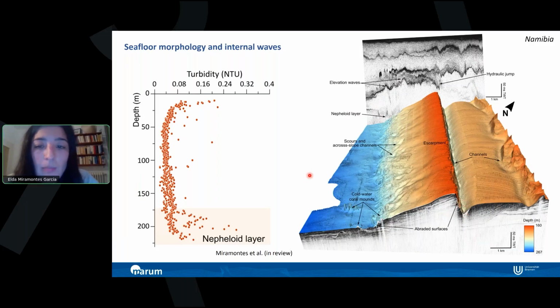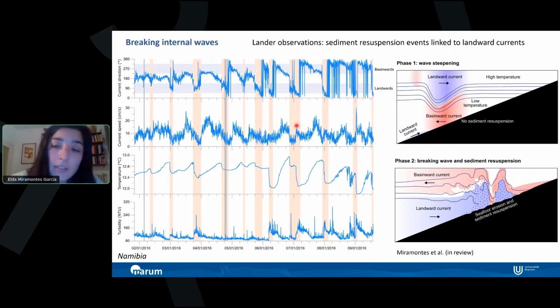We also have some measurements from a short-term lander that was situated on the top of the escarpment, and we also have some turbidity measurements, and we could see some changes in the turbidity. And these changes, these peaks, very fast changes in turbidity, were always linked to strong changes in the direction of the current. And interestingly, it's not necessarily the moment when the current is the fastest.